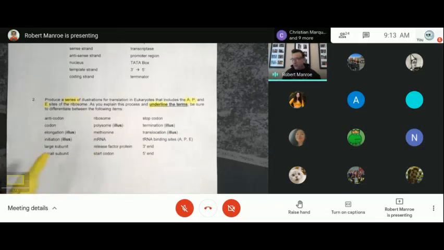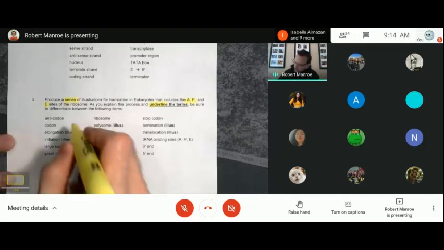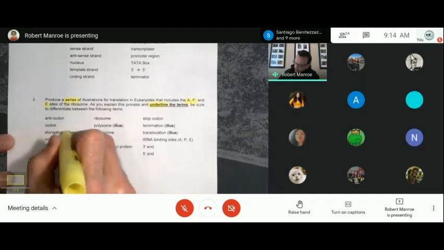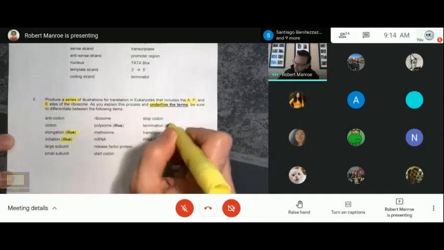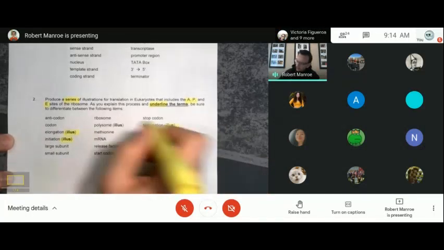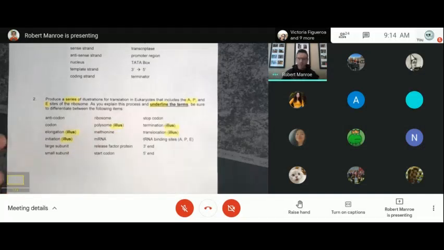Usually the only place that students miss points here is because they don't show me the terms, okay? And I'm like, where's the release factor protein? Or did you actually label the stop codon, right? So be sure that you go through this and label, especially, there's 4 of them, let me think here. So there's initiation, elongation, termination, translocation, and the polysome. Okay.